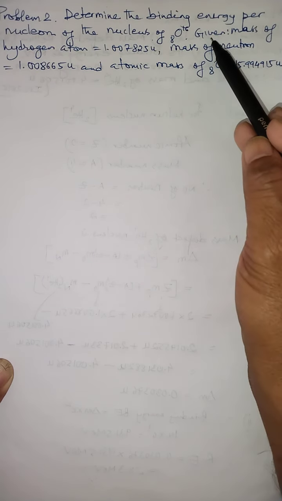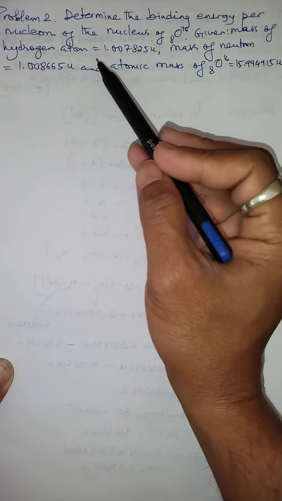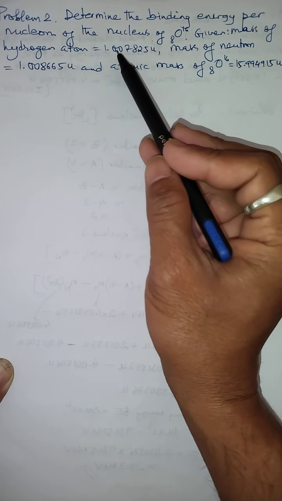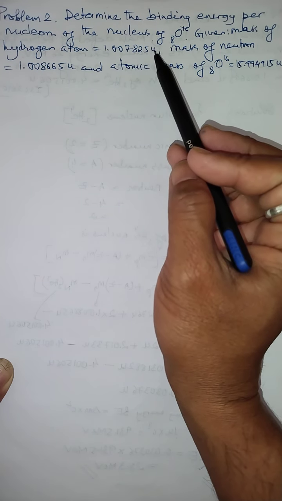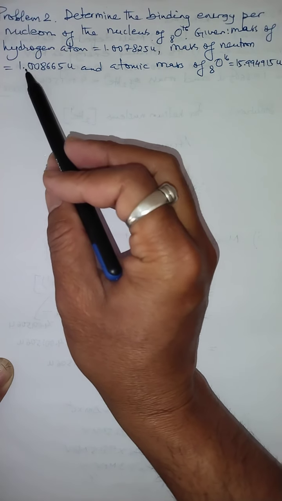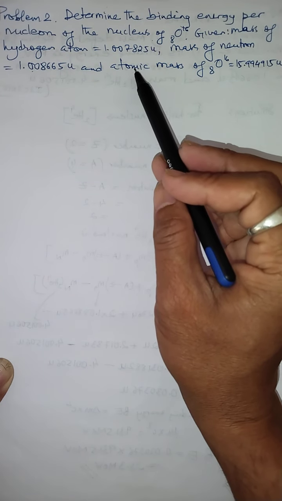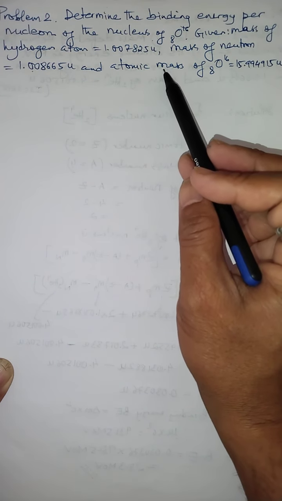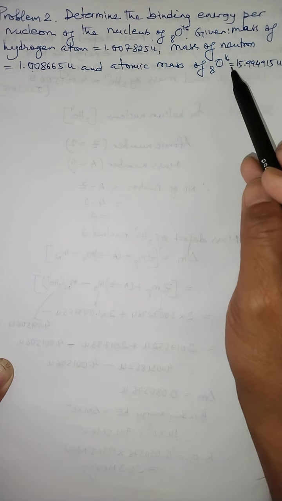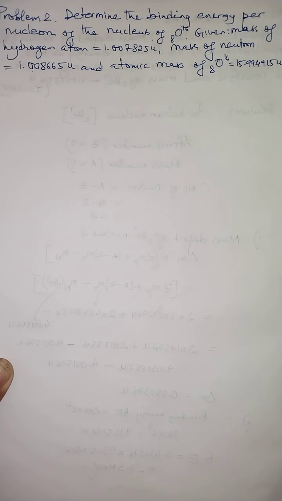Now given the mass of a hydrogen atom, which is also called the mass of proton, that is 1.00782 U. U means atomic mass unit. The mass of a neutron is given, 1.00866 U, and lastly the atomic mass is also given. The atomic mass of O-16 is 15.994915 U.